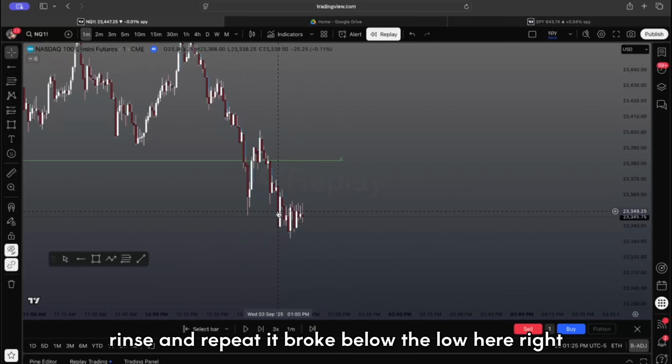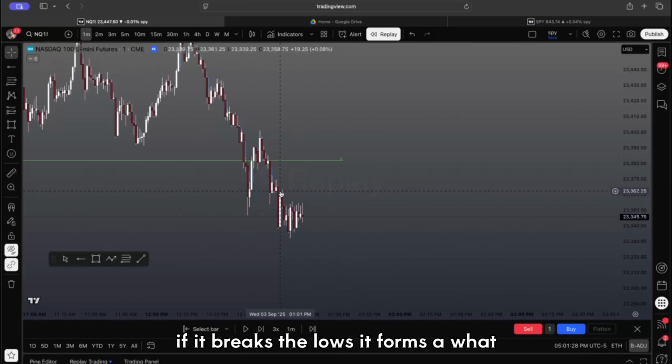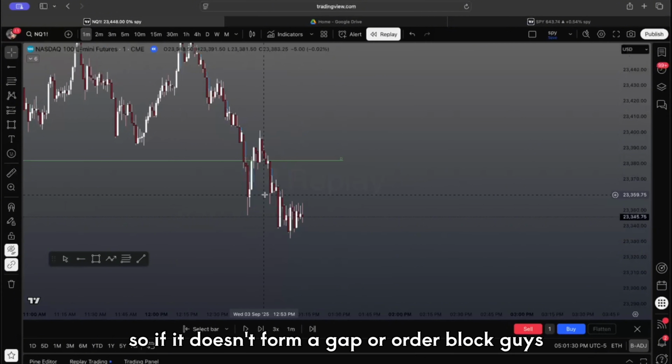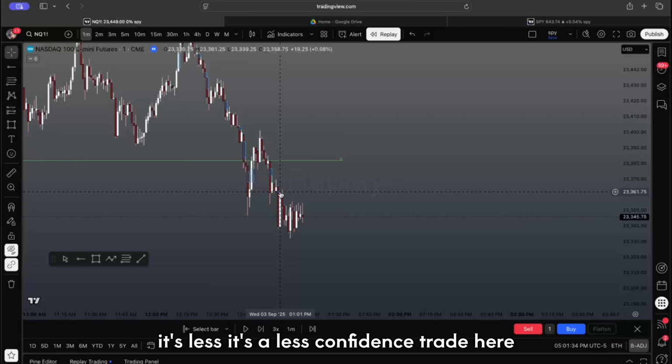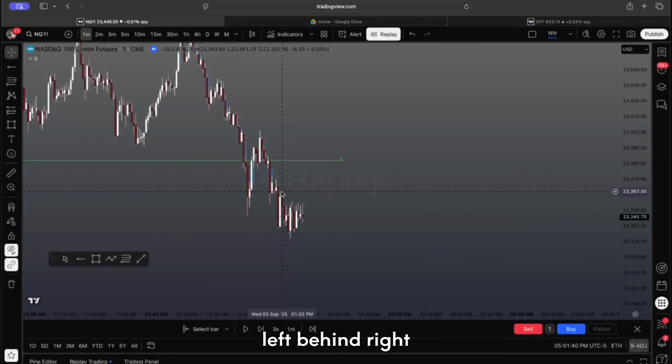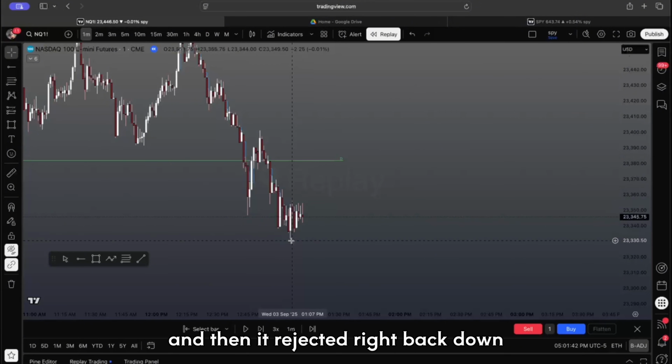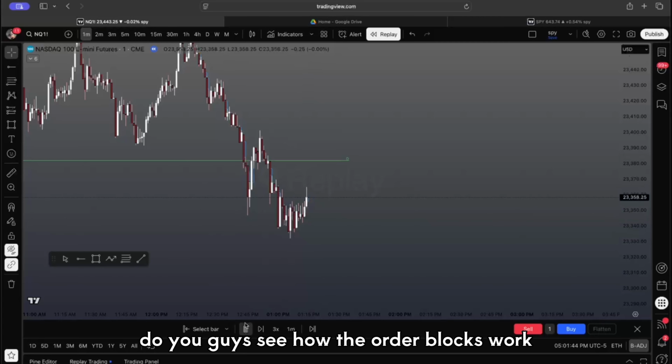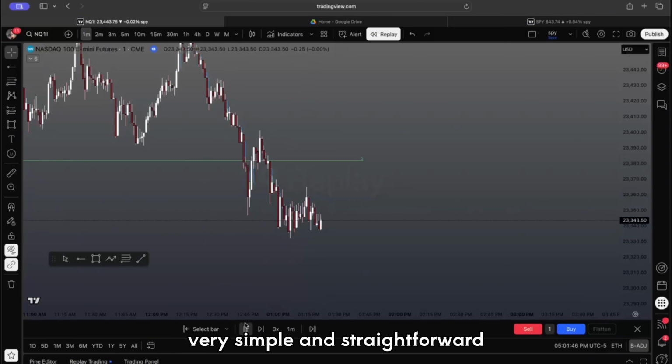It broke below the low here, right? If it breaks the lows, it forms a what? Order block and gap. So if it doesn't form a gap or an order block, guys, it's a less confident trade. But here, it left your gap, came to fill the gap, right? You want to make sure on trend days they leave no gaps unfilled left behind, right? So it came to fill the gap, and then it rejected right back down. Do you guys see how the order blocks work? Very, very simple and straightforward.